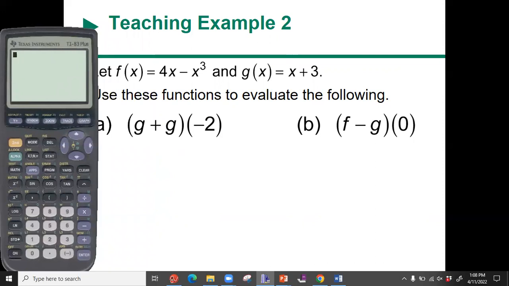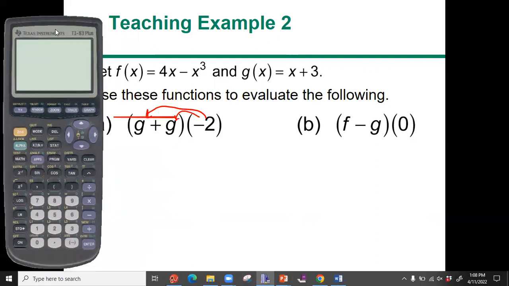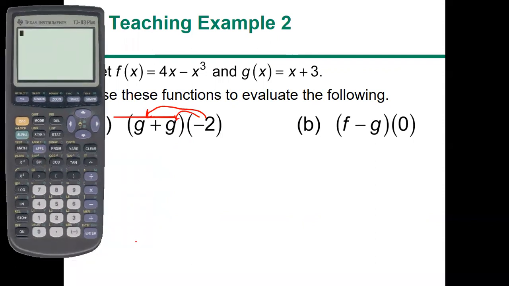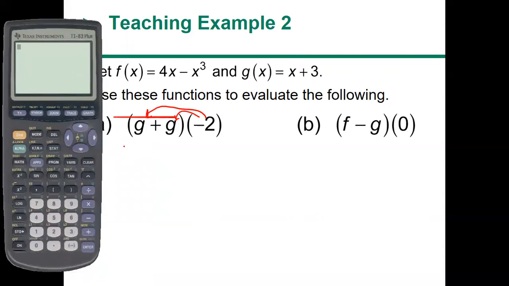So when I'm looking at this, you're looking at the value. So it's saying if I plug -2 into G and into G again, and then I add them together, what's going to happen? So first thing first, I'm going to find what is G of -2. That gives me -2 plus 3. And what is -2 plus 3?